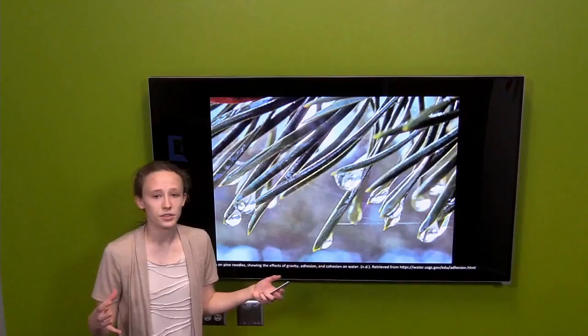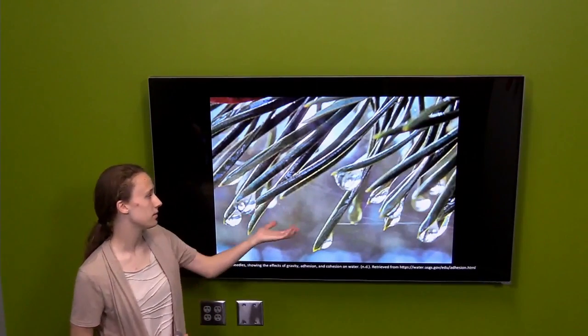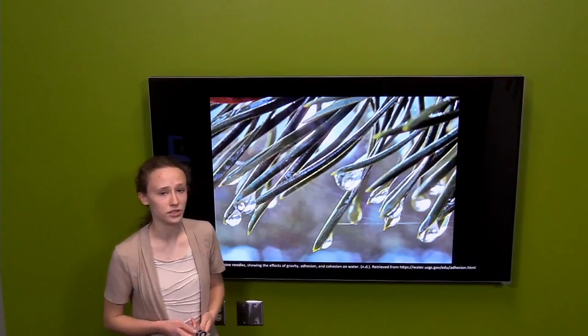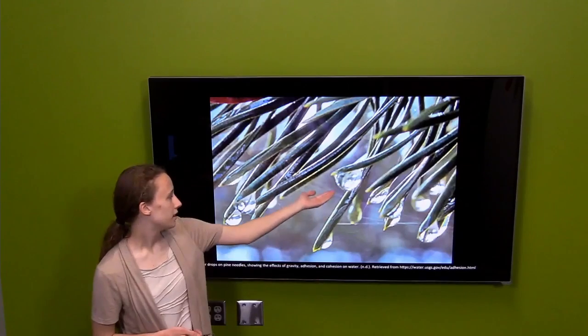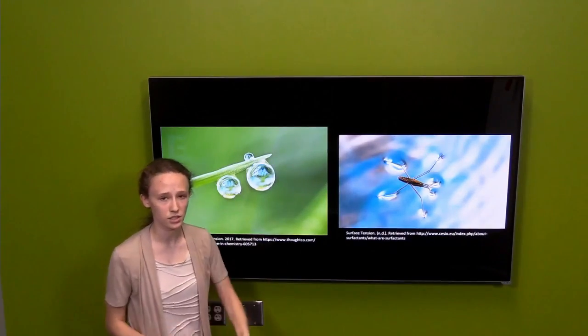The water molecules binding together to one another is called cohesion. Adhesion is another phenomenon that can occur. Adhesion occurs when the partial charges on the water molecules attract them to other surfaces, like the leaf surface, as you can see here. Another interesting property that results is surface tension.